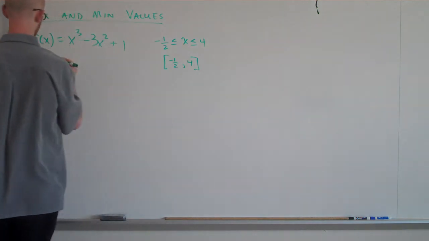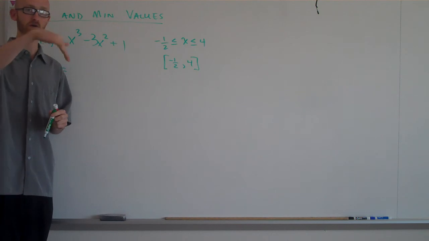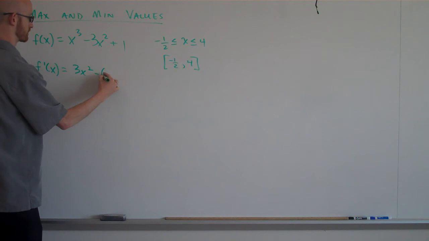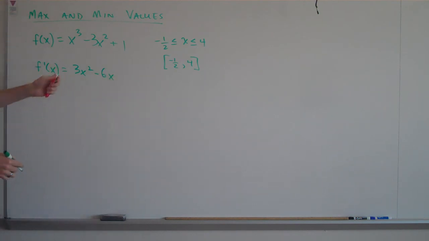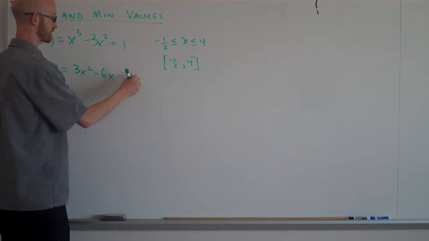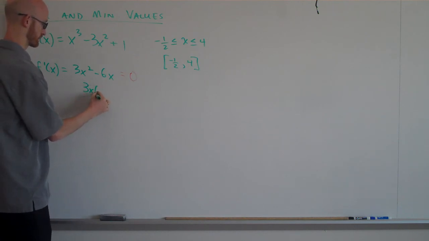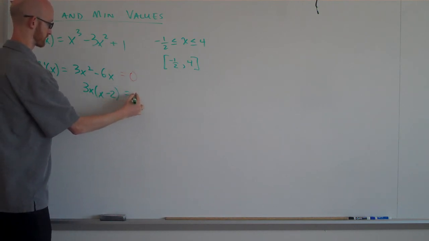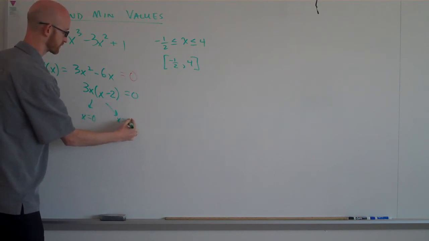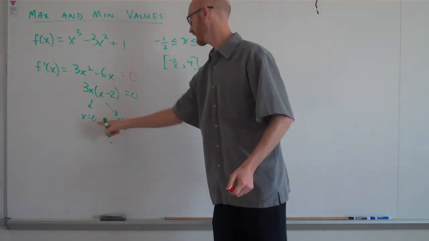So now what we'll do is we will take the derivative, because the first thing I'm thinking is I want to find the hills and valleys. The derivative is 3x squared minus 6x, and then we set that thing equal to 0. And we solve and we get x equals 0 and x equals 2. So that's telling us clearly that something is happening at 0 and at 2.